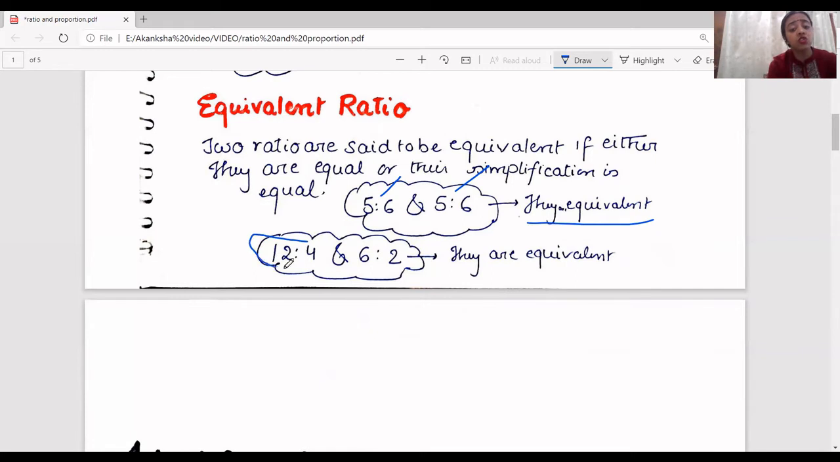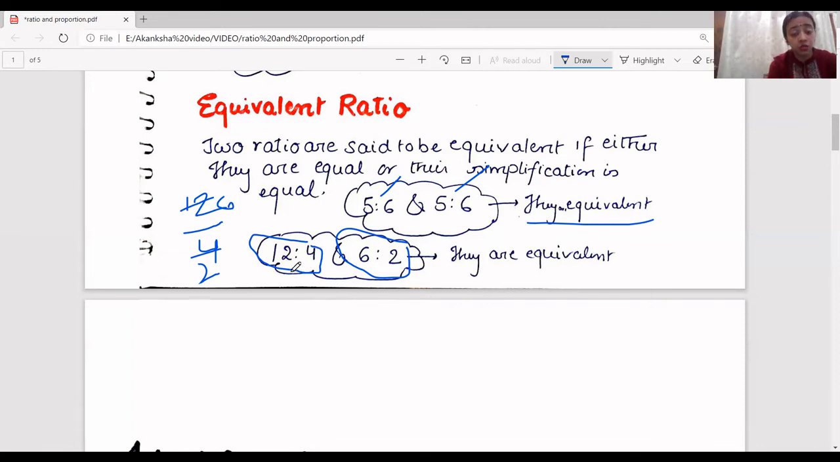Now, another question: 12 is to 4 and 6 is to 2. Are they equivalent? I think there will be a pause. Yes, they are equivalent. So 12 is to 4 can be represented by 12 divided by 4. When you simplify 12 divided by 4, you can cancel the common term: 2 twos are 4, and 2 sixes are 12. So 6 is to 2. So 12 is to 4 can be written as 6 is to 2.